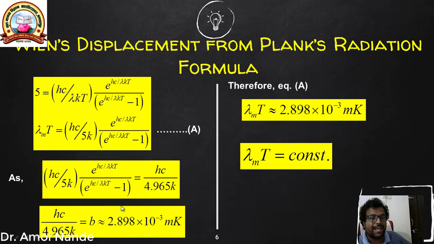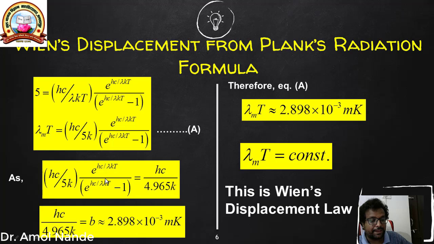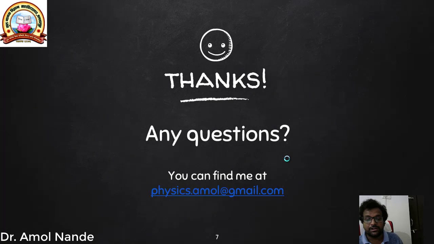Because when you try to solve this one, you can ignore the higher order terms. So lambda m into t is equal to constant. This is nothing but exactly what we are talking about, Wien's displacement law. Maximum wavelength for a given temperature into temperature is always constant, and that is nothing but Wien's displacement law.